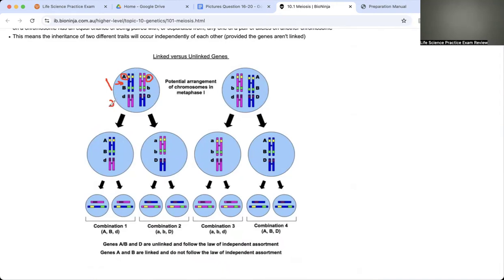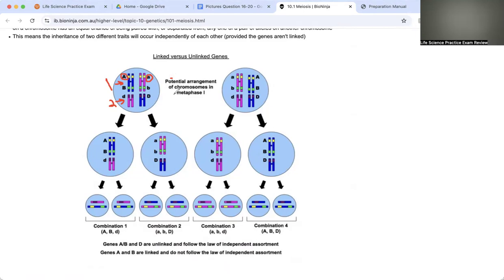Then down here we have chromosome 2, which has gene D: D from mom, D from dad. The law of independent assortment says that this A on chromosome 1 is going to go to a random cell completely independent of, and in no way linked to, this D. So you could get this A from dad, and you could get either the little d from mom or the big D from dad. It's random. It could be either one.